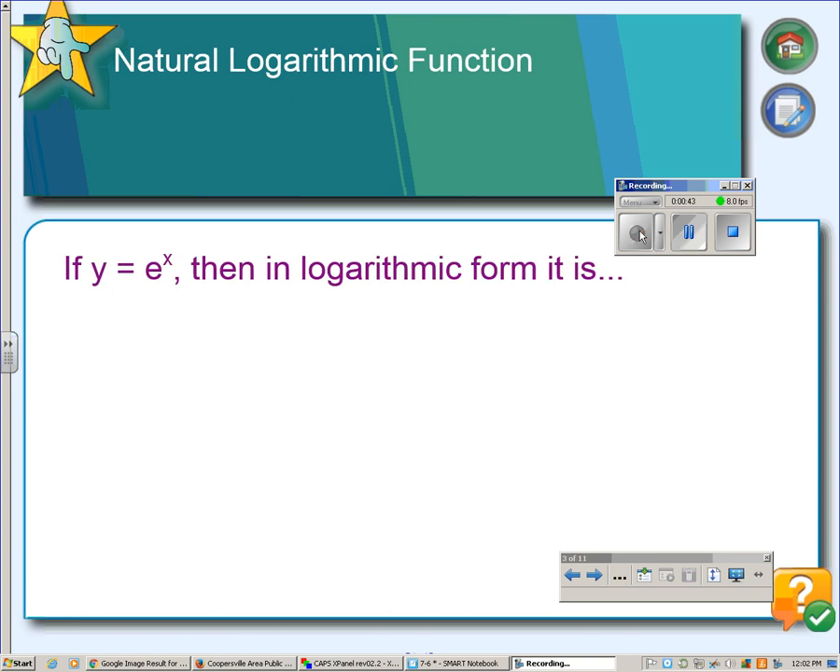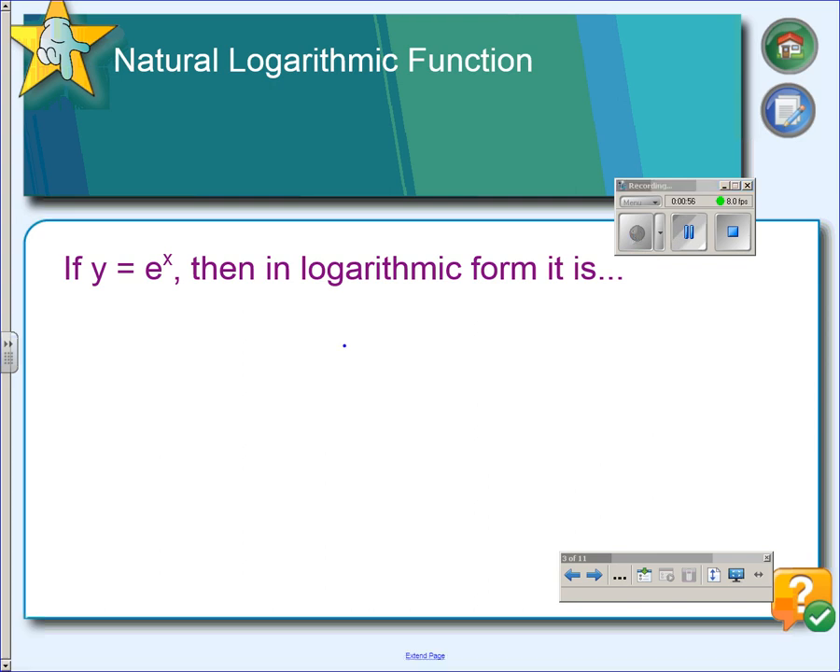So if we have an equation in the form y equals e to the x, because e is a base here with an exponent, we should be able to rewrite that as a logarithm. So it would look like x equals log base e of y. Anything that has a base e is considered a natural log, so rather than write log base e, we would write instead just ln, which stands for natural log, and then you don't have to put in a base because the base is assumed to be e.